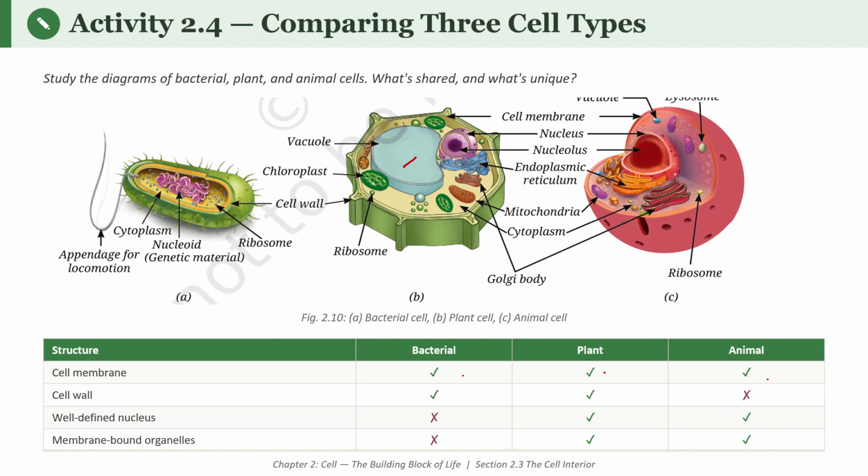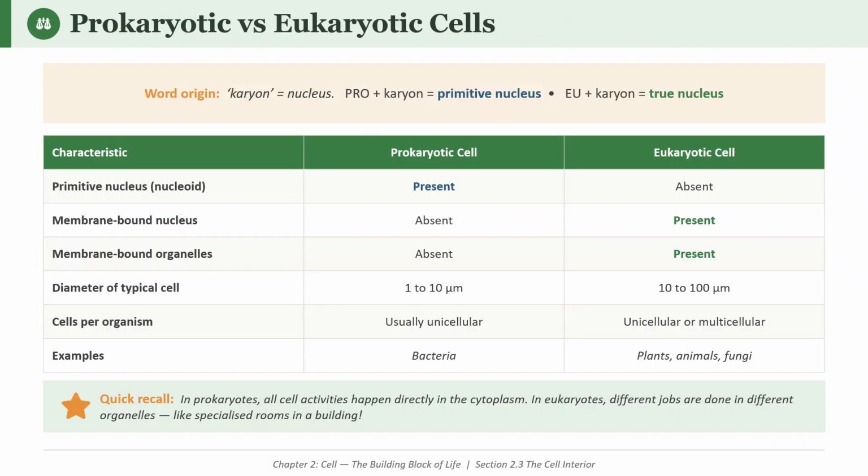So when you take this table, the first structure is the cell membrane. The bacterial cell, plant cell and animal cell all have a cell membrane. But the cell wall is present in bacterial and plant cells, not in animal cells. That is why the animal cell is not rigid, it is flexible. A well-defined nucleus can be seen in plant and animal cells, but not in bacterial cells because they have a nucleoid. And membrane-bound organelles can only be seen in plant and animal cells, not in the bacterial cell. Let's move on to the next one.